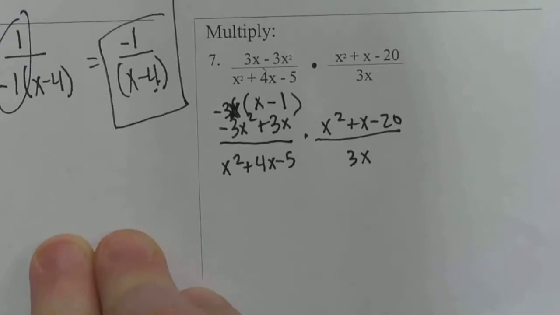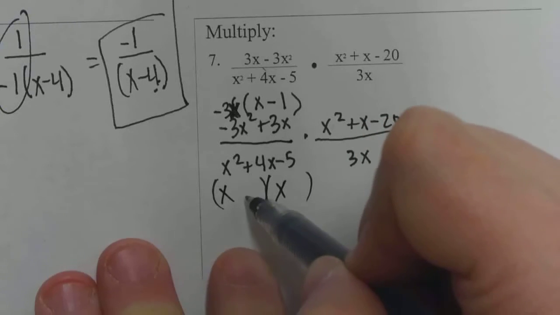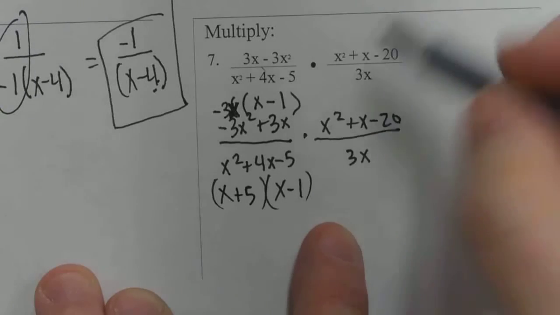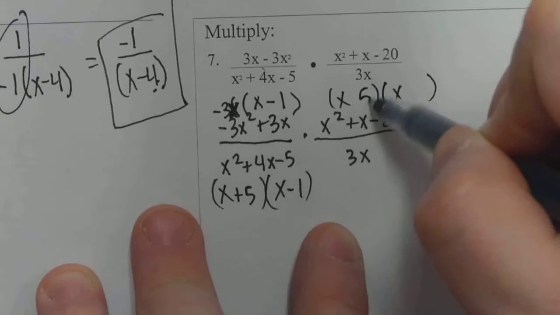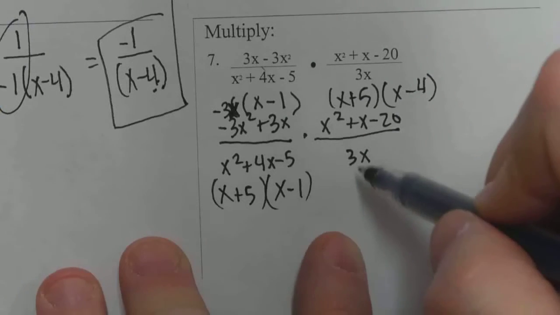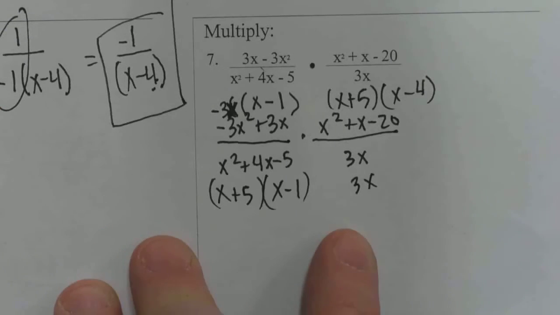And then I would have an x minus 1 right here. Find your numbers down here that will multiply to a negative 5 and add to a positive 4. So how about a positive 5 and a negative 1? Two numbers that will multiply to a negative 20 and add to 1 would be positive 5, negative 4. And then down here you still just have the 3x.